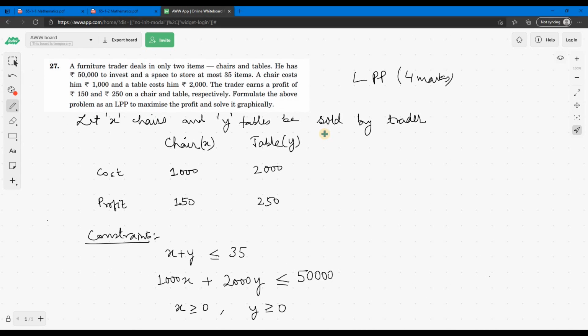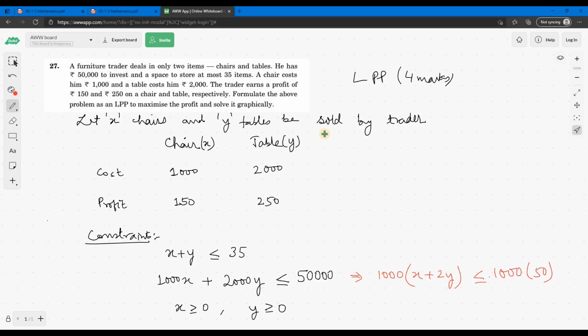We can simplify this constraint by taking a common factor of 1000 from both sides. First of all, from the left side we can write this as 1000 times (x plus 2y), and this is less than or equal to 1000 times 50.